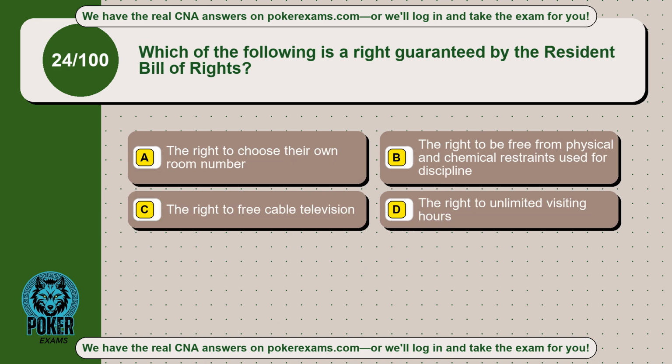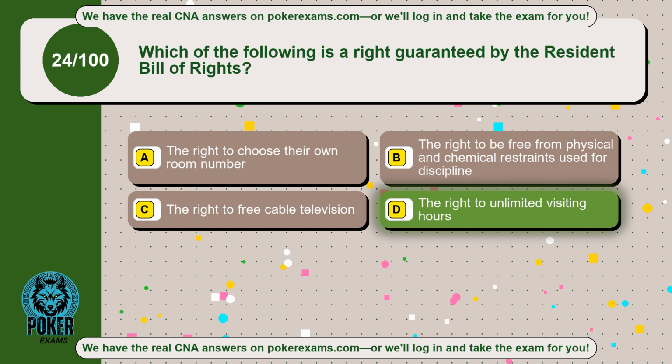Question 24. Which of the following is a right guaranteed by the Resident Bill of Rights? Option A, the right to choose their own room number. Option B, the right to be free from physical and chemical restraints used for discipline. Option C, the right to free cable television. Option D, the right to unlimited visiting hours.